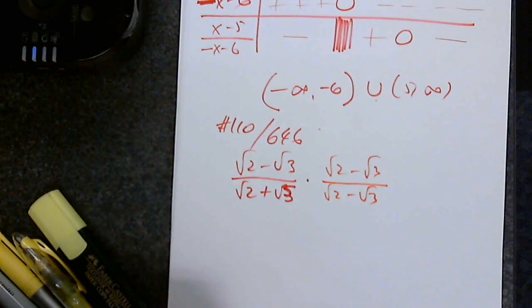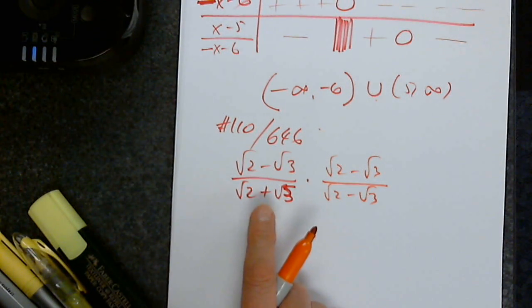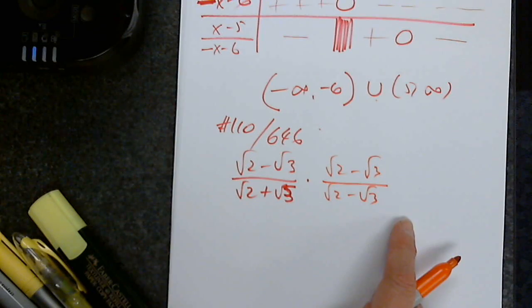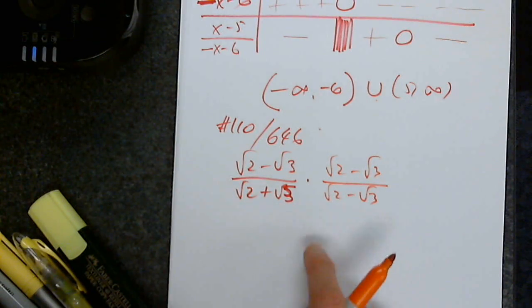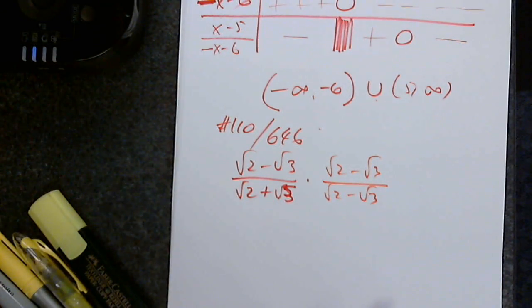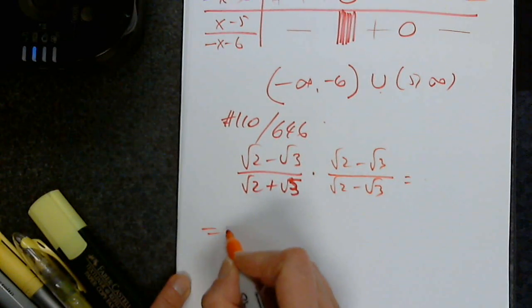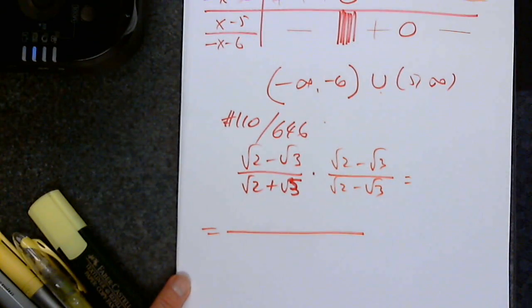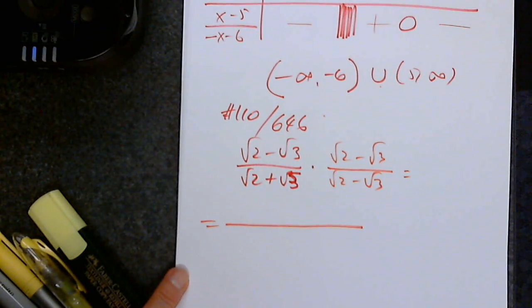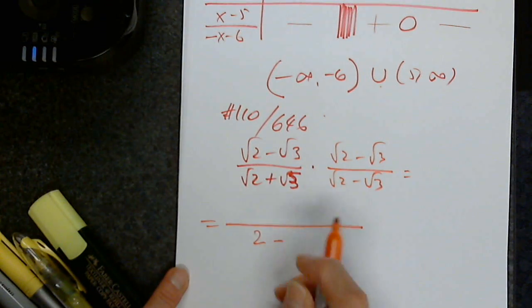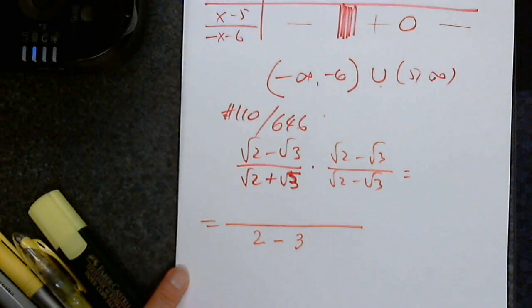The conjugate of the denominator, the square root of 2, I have a plus b, I need a minus b. Because if I multiply by the same thing, I will not get rid of the radicals, remember that we'll have three terms. Okay, and the denominator is? First term squared, which is 2, minus the second term squared, which is 3.